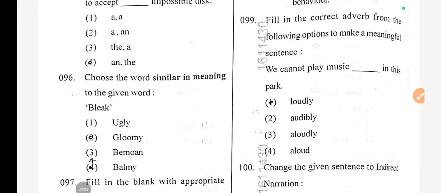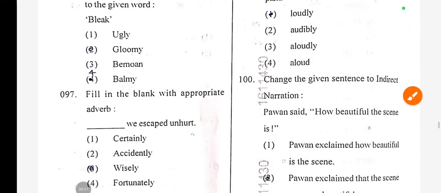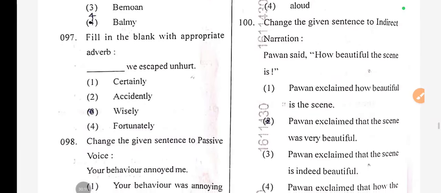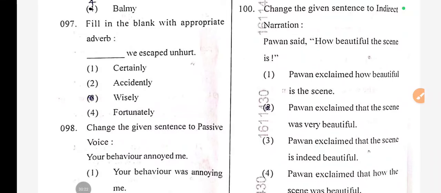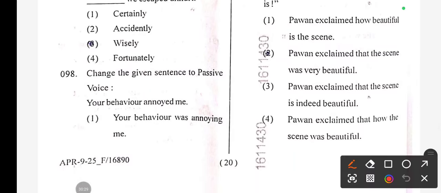99. Fill in the correct adverb from the following options to make a meaningful sentence. We cannot play music loudly in this park. Option 1. Loudly. Question 100. Change the given sentence to indirect narration. Pawan said, how beautiful the scene is. Answer option 2. Pawan exclaimed that the scene was very beautiful.